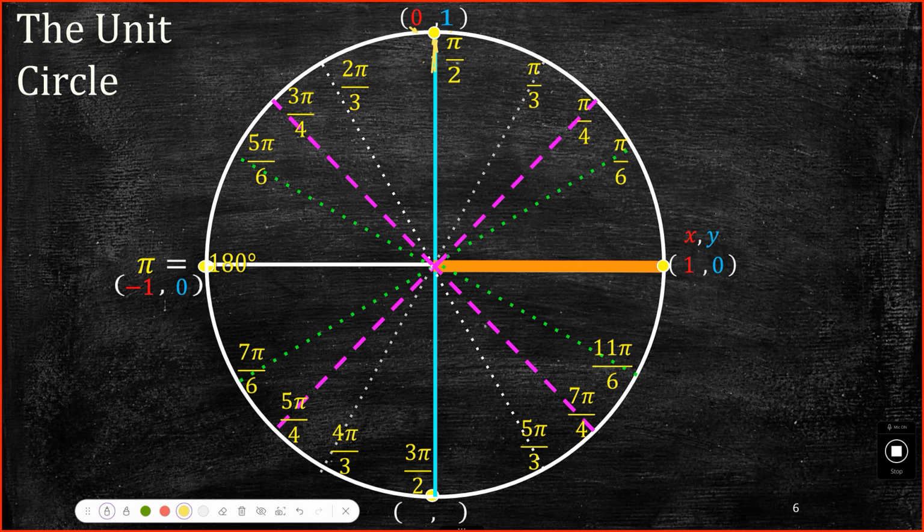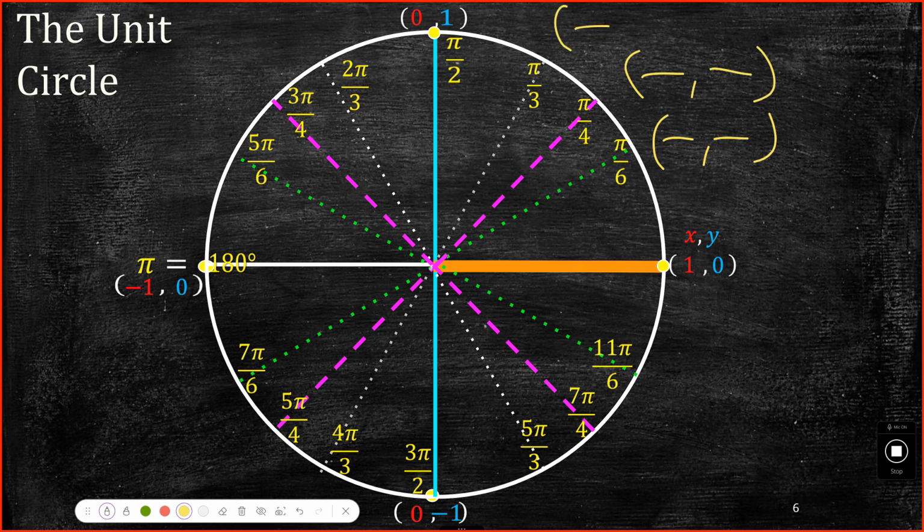Down here, x is 0, y is negative 1. So if somebody asks, what is the cosine of 3 pi by 2? The cosine of 3 pi by 2 is 0, and the sine of 3 pi by 2 is negative 1. And over here, we already did this one. These ones here we just have to memorize quickly.